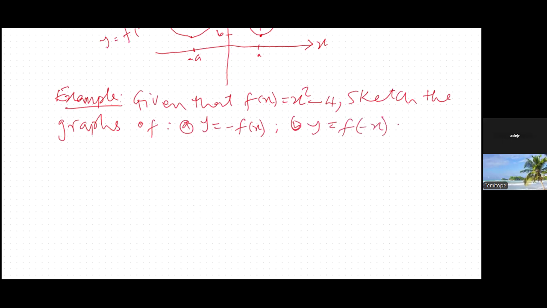So write the question quickly. Then we will now look at it together. So when you are done writing the question, let me know.